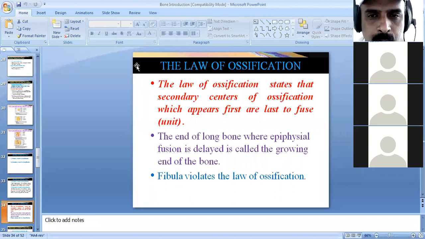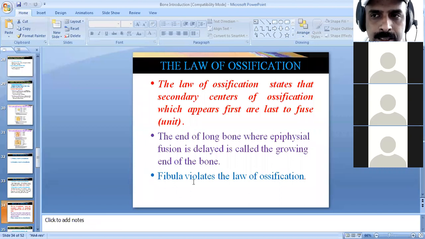You will understand why it is not following. Two reasons you have to mention. The upper end is the growing end and it fuses late. The lower end centers appear first and fuse first, while the upper end appears last and fuses last. So you should know the one bone which does not follow the law of ossification is the fibula.